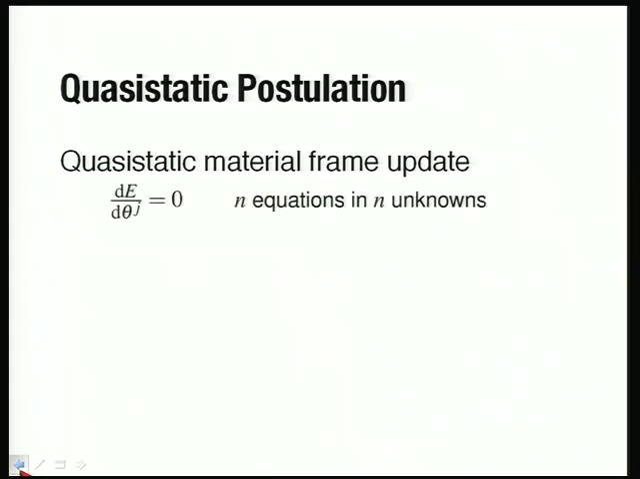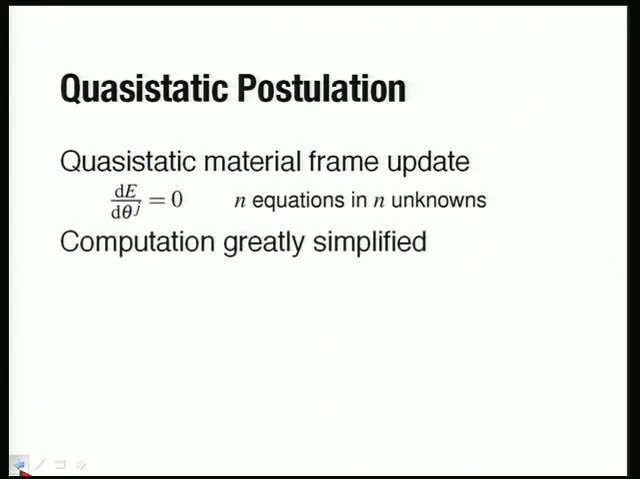In order to do this, updating the material frame quasi-statically, we can enforce that by requiring at each time step of the simulation that the energy has to be at a minimum with respect to each of the theta variables. That is, with respect to each of the material frame orientation angles. So this gives us n equations and n unknowns, which we solve at every time step. And as a result of this, computation is going to be greatly simplified.